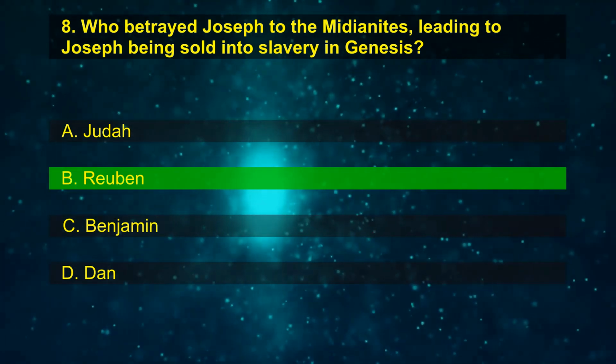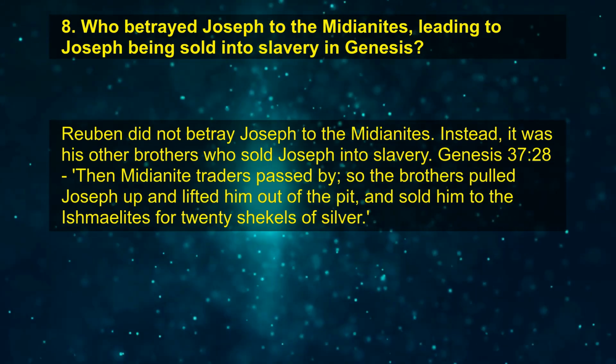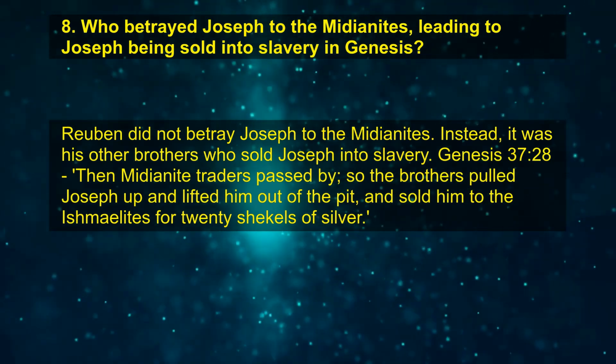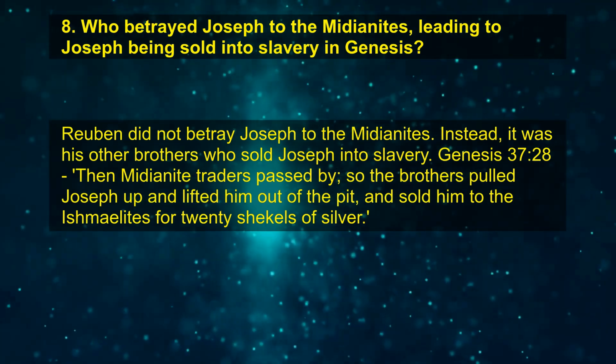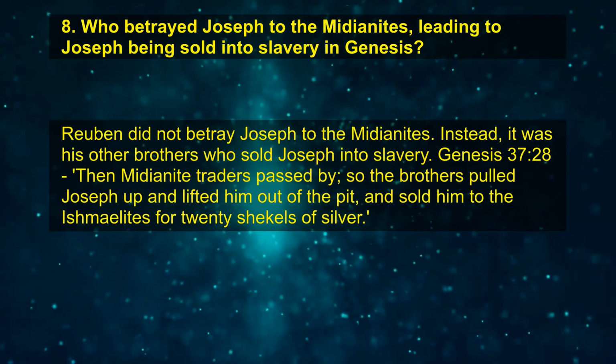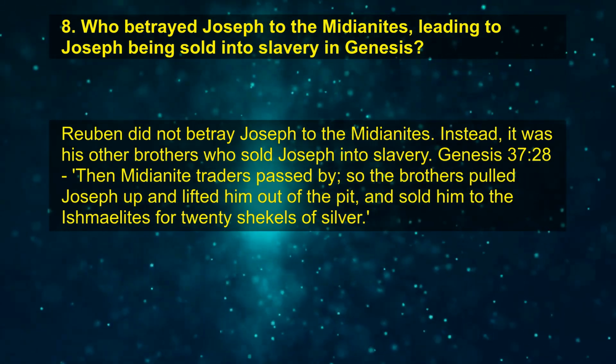Right answer is B. Reuben. Reuben did not betray Joseph to the Midianites. Instead, it was his other brothers who sold Joseph into slavery. Genesis chapter 37 verse 28. Then Midianite traders passed by. So the brothers pulled Joseph up and lifted him out of the pit, and sold him to the Ishmaelites for 20 shekels of silver.